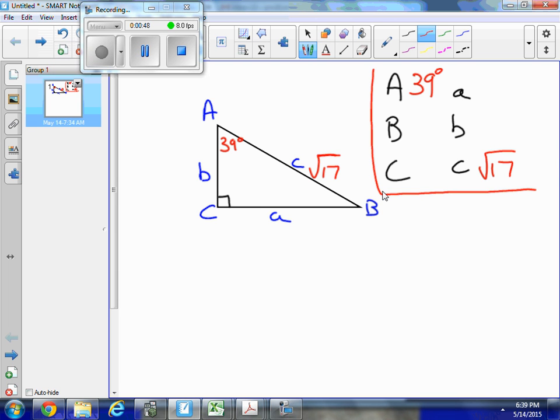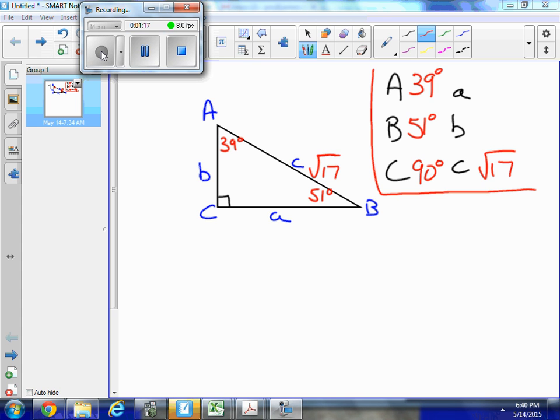Well, I know that C is my right angle, so that's 90 degrees. And I know that the other two angles together have to make 90 degrees. So that means B is 51 degrees. So already I've got 4/6, I've got 2/3 of my thing solved. That's pretty nice. So we may as well write in our 51 degrees. And so I need to find B and A.